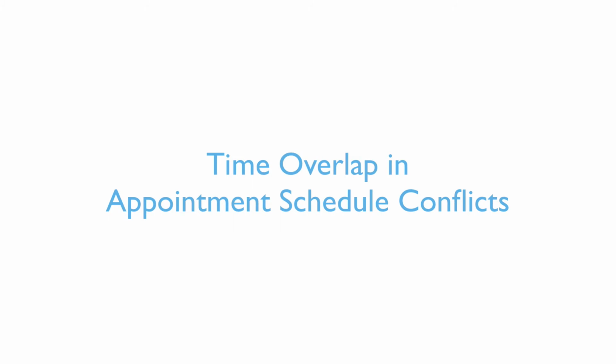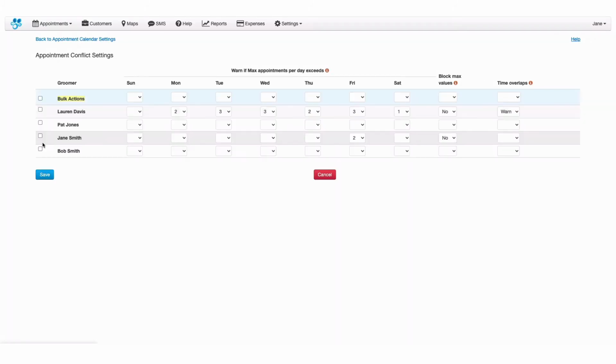Time overlap in appointment schedule conflicts. The time overlap conflict will trigger if a groomer has more than one appointment that overlaps in time. The time overlap setting can be empty, set to warn, or block. If set to empty, appointments will not be checked for overlap. If set to block, Groomsoft will not allow you to create or update the date and time of an appointment that creates a time overlap conflict.